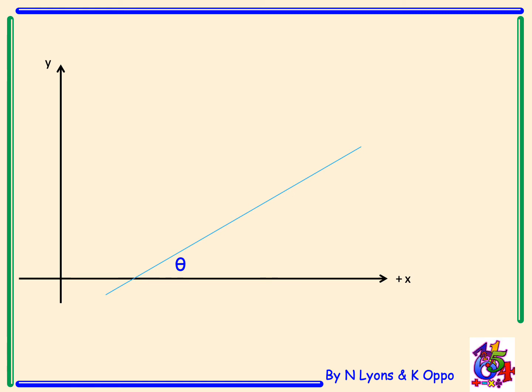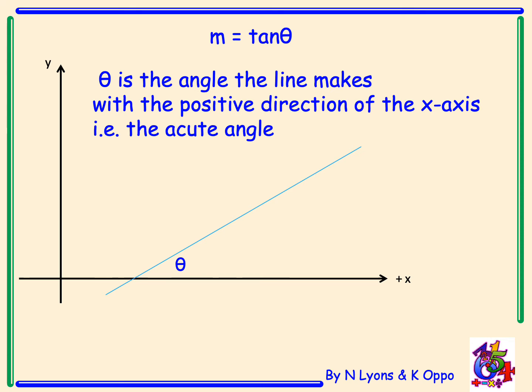Look at the diagram here. We have a straight line, which is making the angle theta with the positive direction of the x-axis. So now we have an equation to memorise: gradient m equals tan theta. You need to know this for the exam, but it will not be given on your formula sheets. This means that theta is the angle the line makes with the positive direction of the x-axis, i.e.